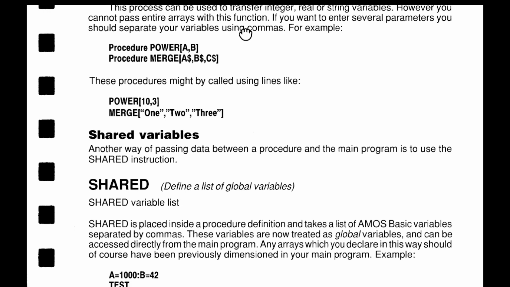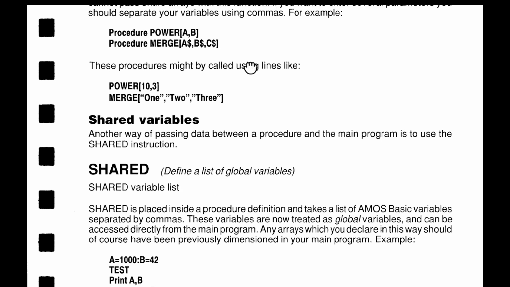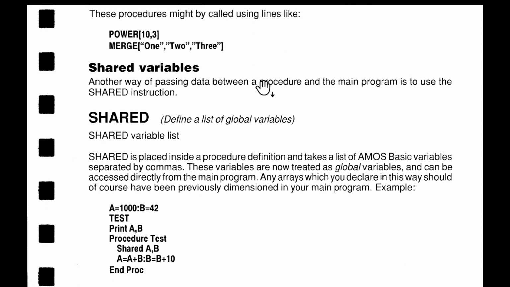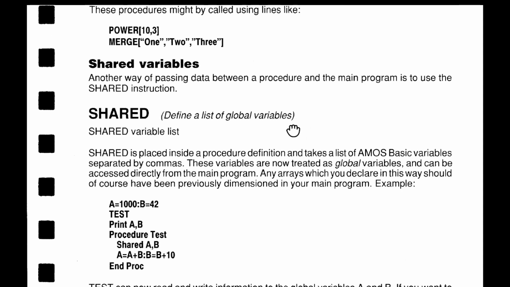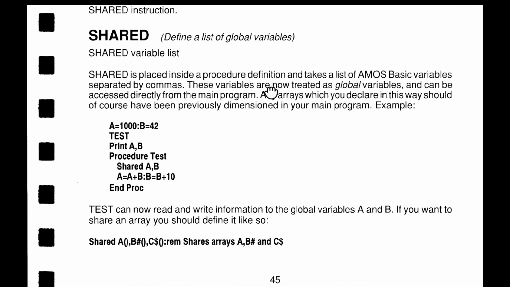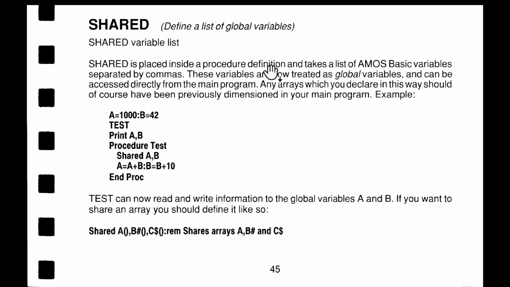If you want to enter several parameters, you should separate your variables using commas. For example, Procedure POWER[A,B], Procedure MERGE[A$,B$,C$]. These procedures might be called using lines like POWER[10,3], MERGE["1","2","3"]. Shared variables. Another way of passing data between a procedure and the main program is to use the Shared instruction. Shared: define a list of global variables. Shared variable list. Shared is placed inside a procedure definition and takes a list of AMOS Basic variables, separated by commas. These variables are now treated as global variables, and can be accessed directly from the main program.